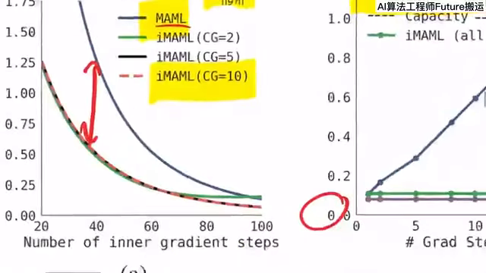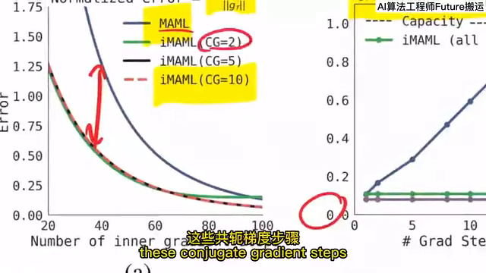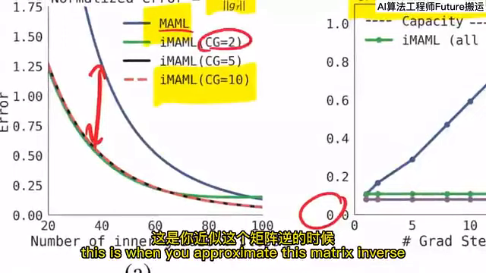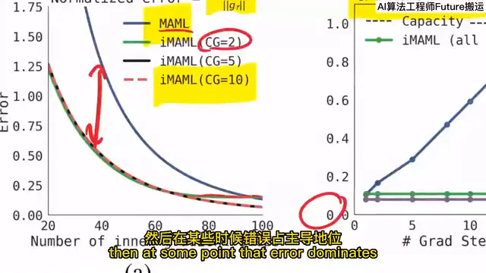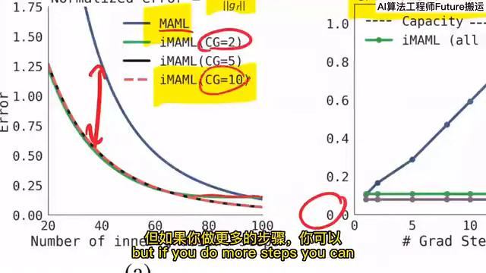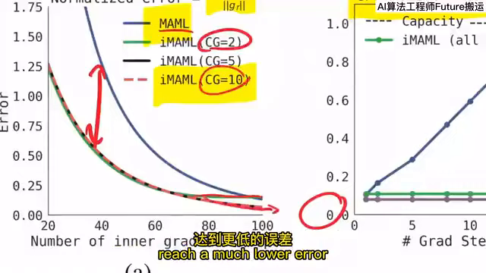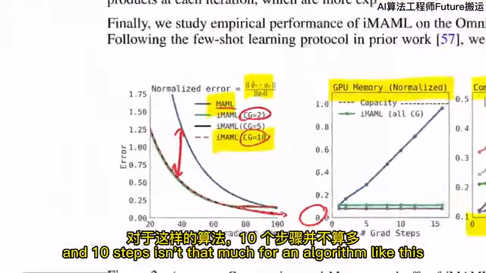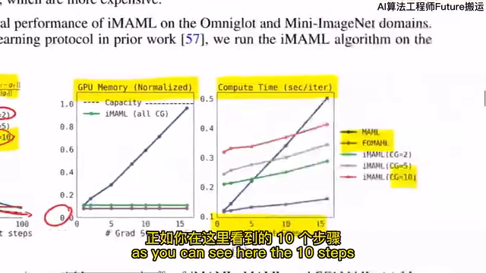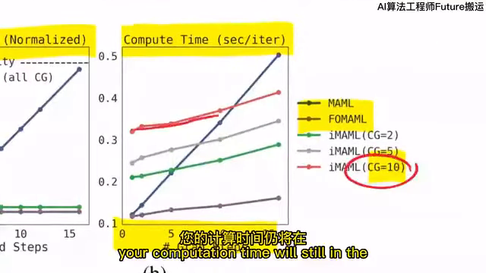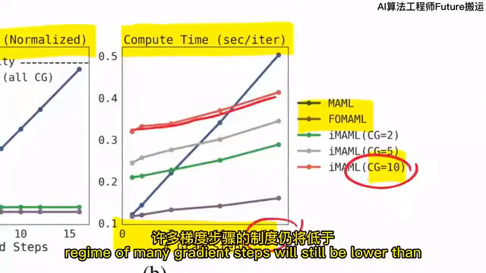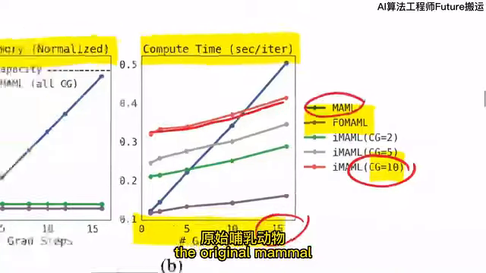And then at the end, you see these conjugate gradient steps. This is when you approximate this matrix inverse. If you just do 2 steps, then at some point that error dominates. But if you do more steps, you can reach a much lower error. And 10 steps isn't that much for an algorithm like this. As you can see here, with the 10 steps, your computation time, in the regime of many gradient steps, will still be lower than the original MAML.